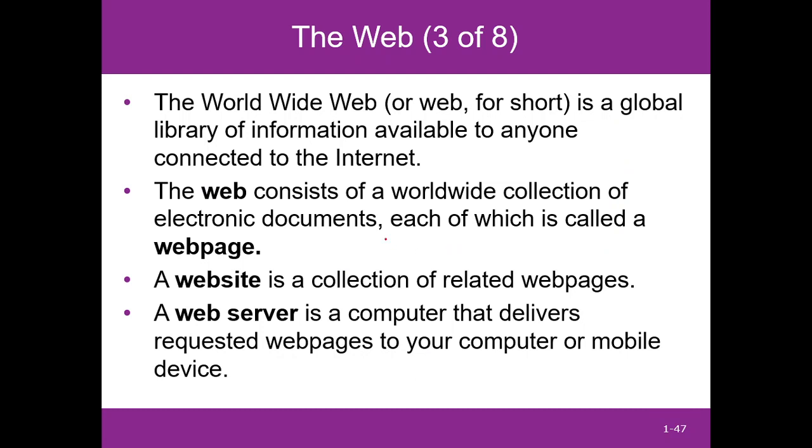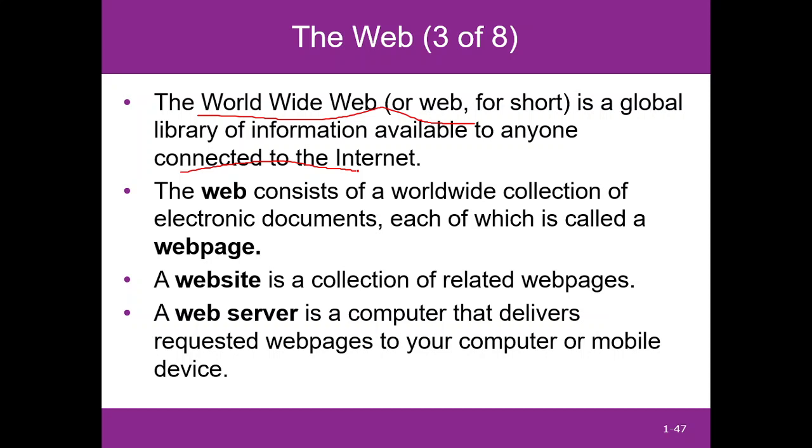What is the World Wide Web? The World Wide Web, or the web for short, is a global library of information available to anyone connected to the internet. Okay? So global library of information, इससे क्या मुराद है? तो ये जो website होती है, what is a website? If I am creating a website, that is basically some information about me which I want to make available to the public. Anybody who is connected to the internet can access that website. For example, our university's website. If you go to our university's website, it will have information about our university or the people working in our university, and all those things that we can show publicly.